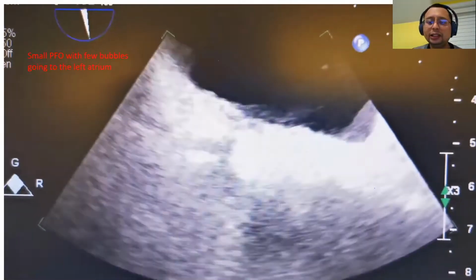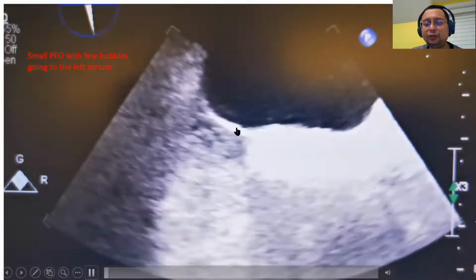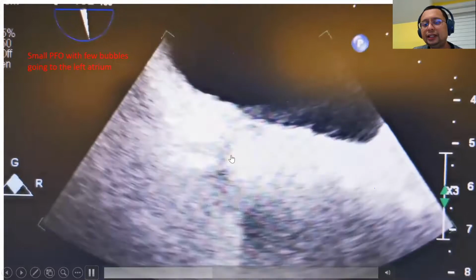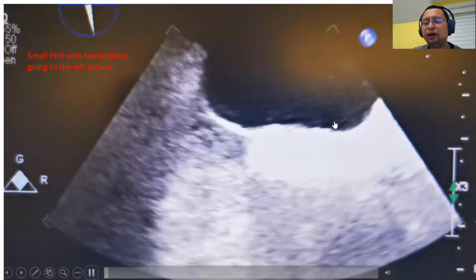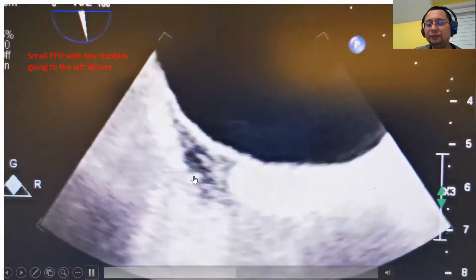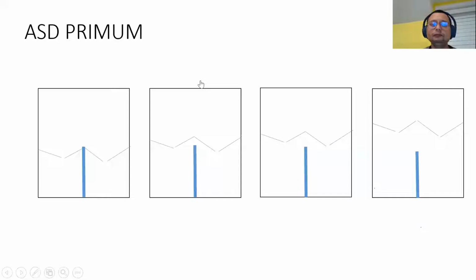So this is an example in transesophageal echocardiogram. That is the left atrium and that is the right atrium there. What you see here is actually the membrane primum. Okay, if you can see here, there is a little bubble coming into the left atrium when the patient is doing Valsalva. So this patient has a small patent foramen ovale. Right atrium, left atrium, and that is the membrane primum. When you look at the fossa ovalis, the floor of the fossa ovalis is actually made of membrane primum.